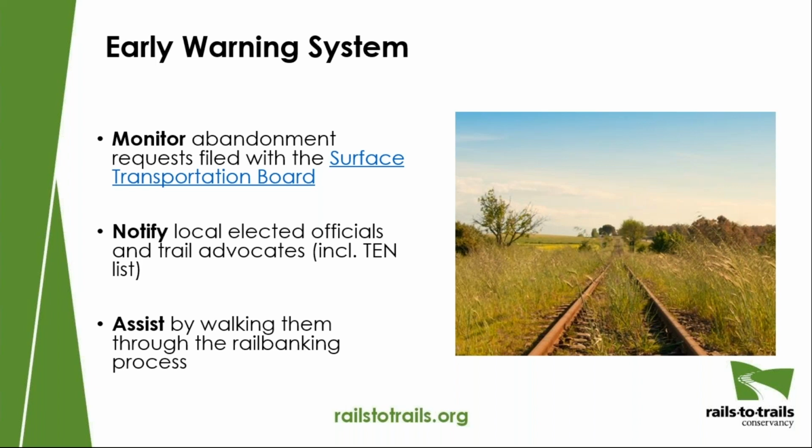First, we are continuously monitoring abandonment requests filed with the Surface Transportation Board. Then we notify local elected officials and trail advocates, including the TEN list in that state, about the upcoming abandonment and opportunity for public trail use. And finally, we assist these communities to go through the rail banking process, as well as the subsequent stages of trail development.